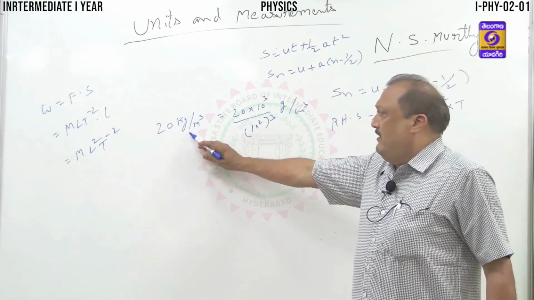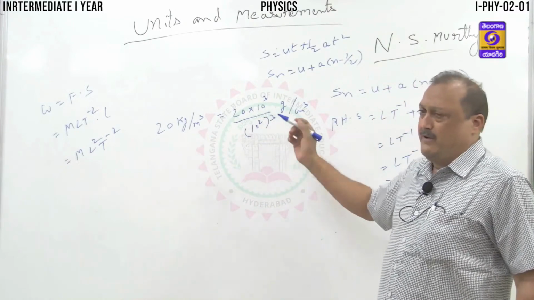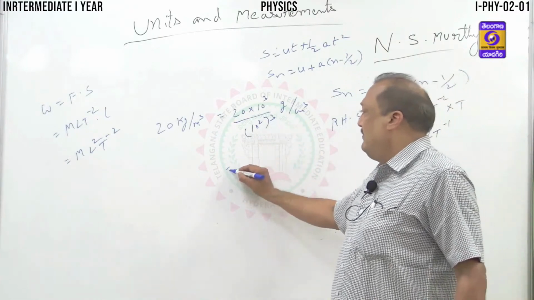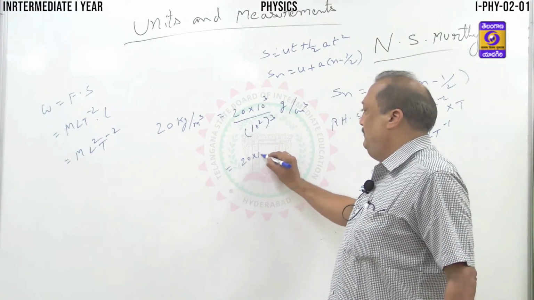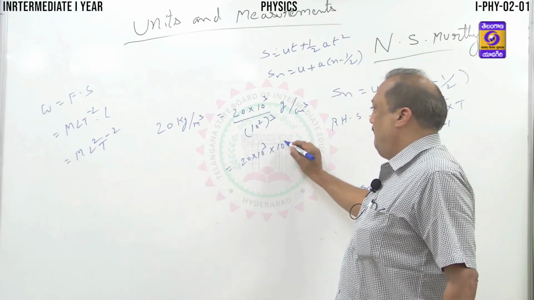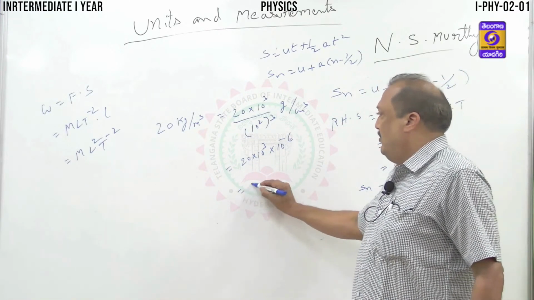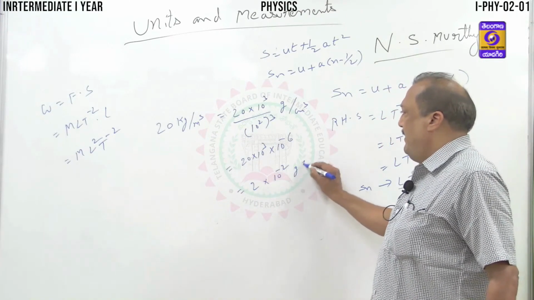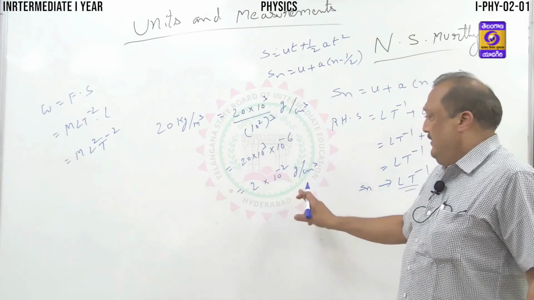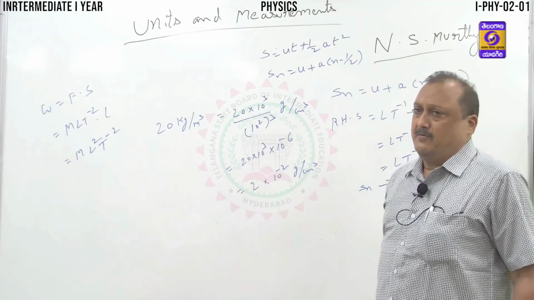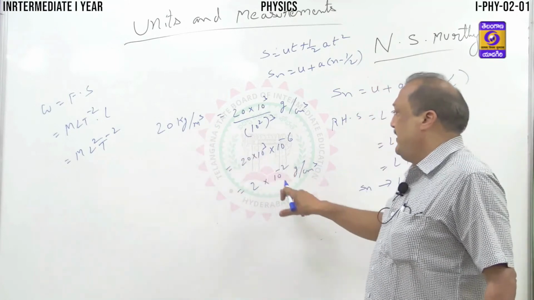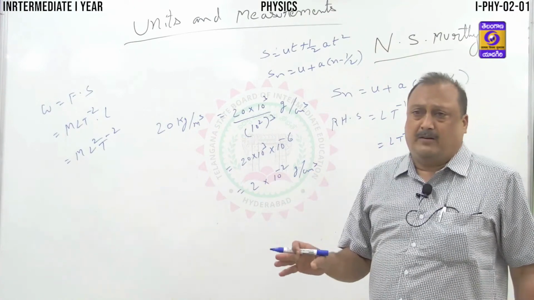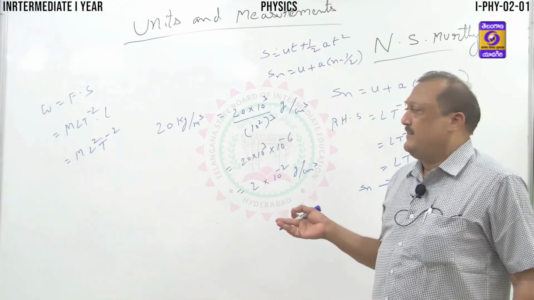So we convert kg into grams, 10 cube grams, 1000 grams. 100 centimeters is 1 meter. So 10 square whole cube, that is 20 into 10 cube into 10 to the power of minus 6, that equals 2 into 10 to the power of minus 2 gram per centimeter cube. That is the CGS unit for this given value. 20 kg per meter cube is equal to 2 into 10 to the power of minus 2 gram per centimeter cube. We can convert one system of units into another system using this.